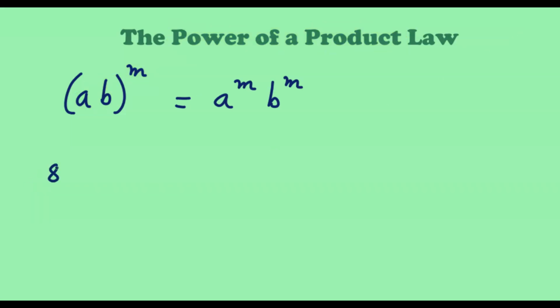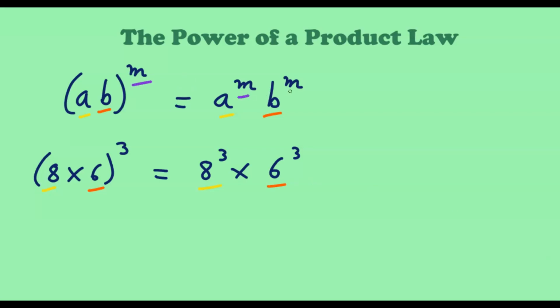Let us consider (8 times 6)^3. Using the power of a product law, this is equal to 8^3 times 6^3. Here we can see that the value of a is 8. The value of b is 6. And the value of m is 3. So this is the result that we get.